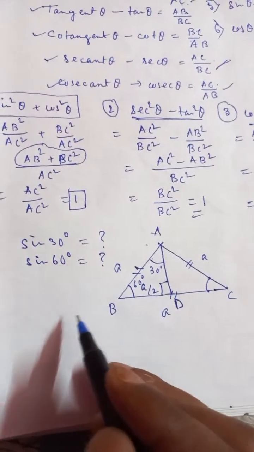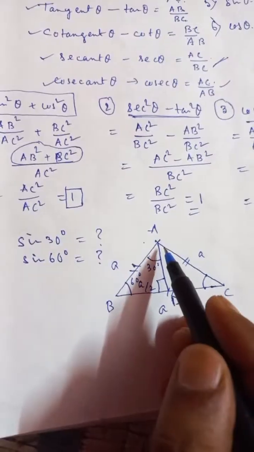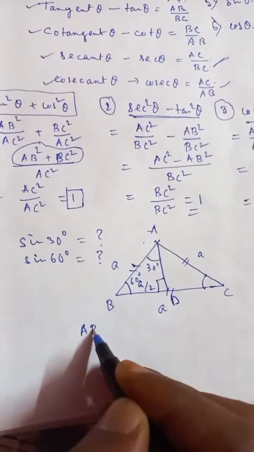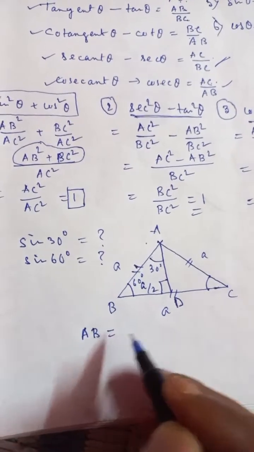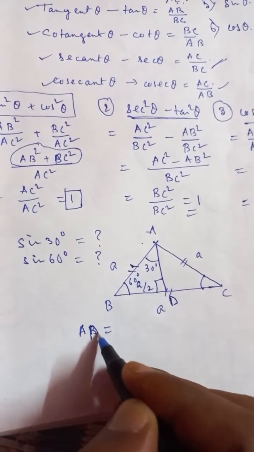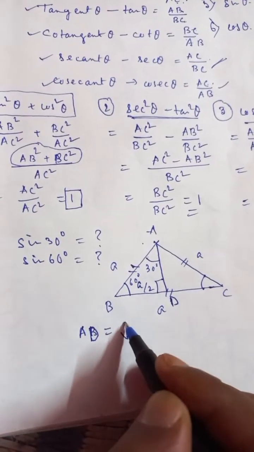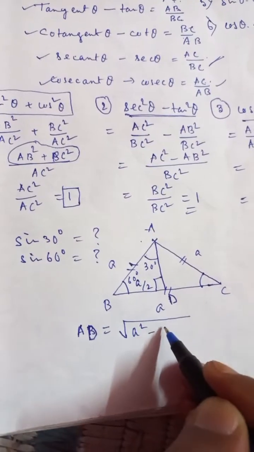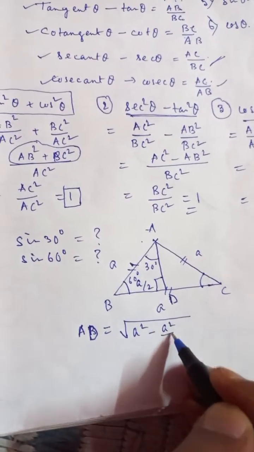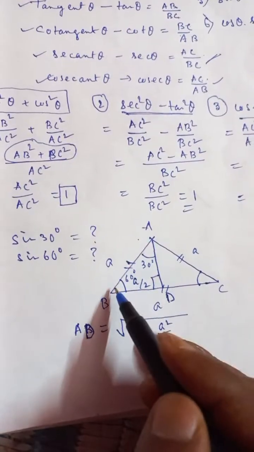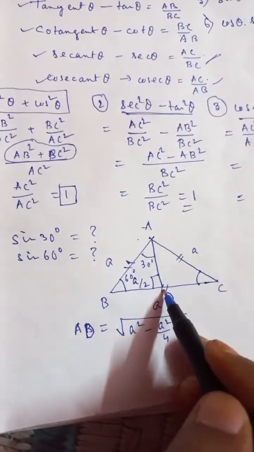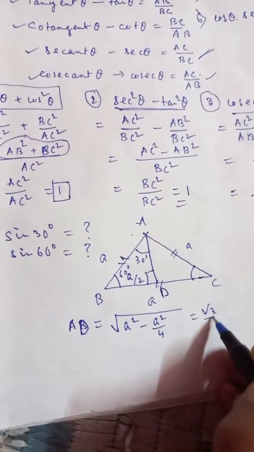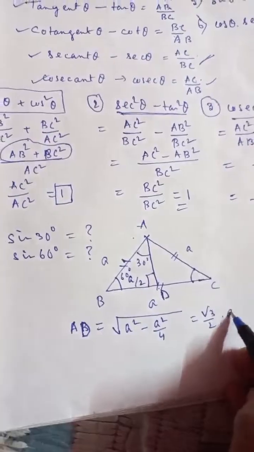So we have to find out AD, the height, the perpendicular length. AD will be, by Pythagoras theorem, under root of A square minus A square by 4, which means AB square minus BD square. So this will be root 3 by 2 into A.